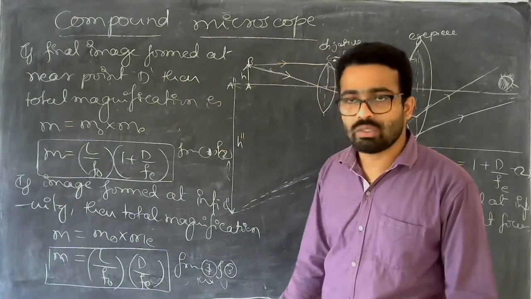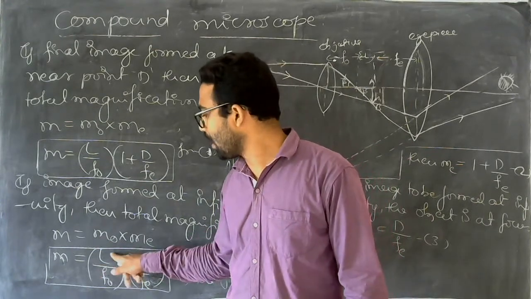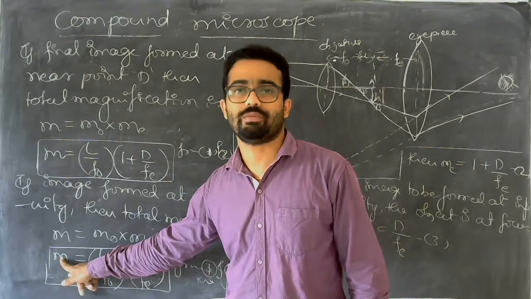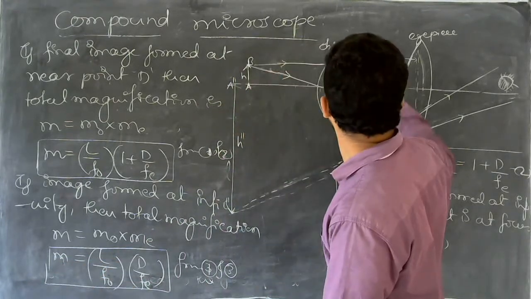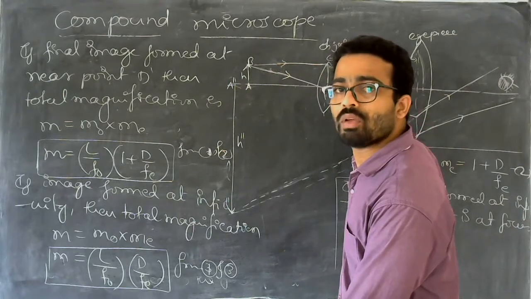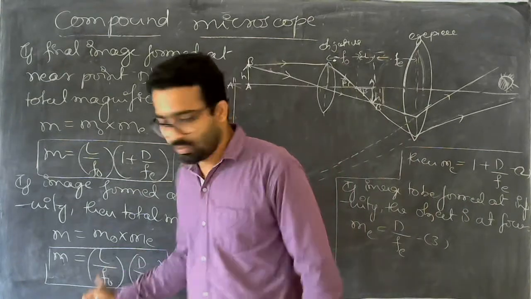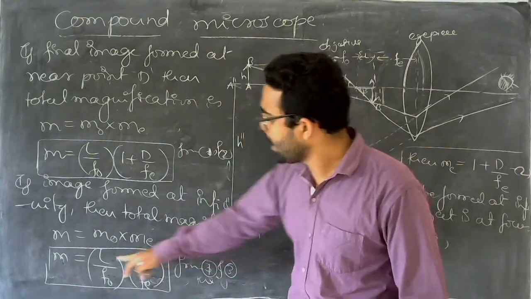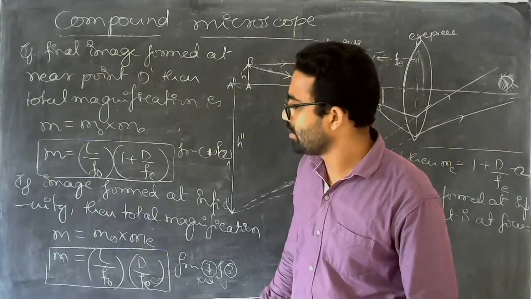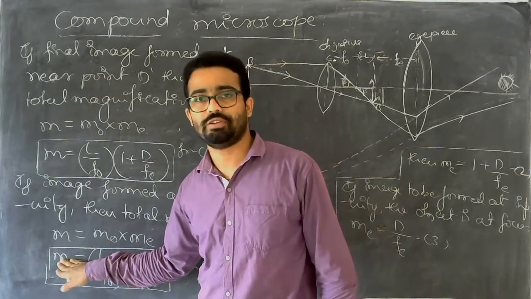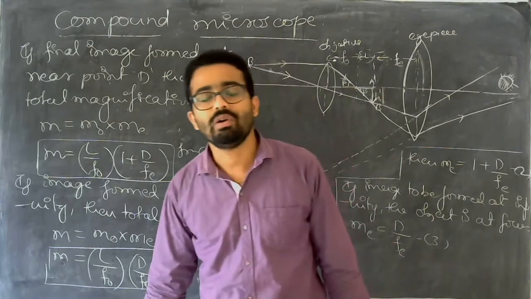So what else can we do? We can increase the value of L. By increasing L, we can also increase the magnification. What is L? L is the tube length, see here, this is L. So by increasing the tube length, we can also raise the magnification. So this is about the compound microscope.